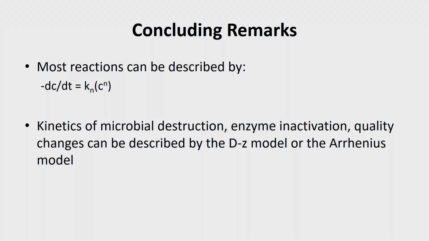So what we have discussed today is, one, most reactions can be described by minus dC upon dt, which is equivalent to Kn C power n. This we call a kinetic expression, where Kn is nothing but a rate constant, which follows the Arrhenius model, which is K naught e power minus E by RT. That is where my temperature comes into play, right. We call it thermal processing of food, or in the sterilization process I am killing microorganisms by using a physical action, which is nothing but temperature.